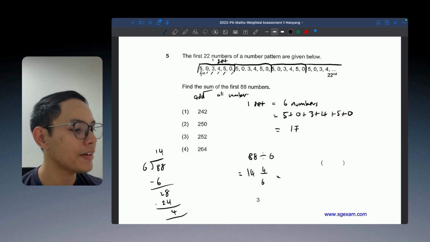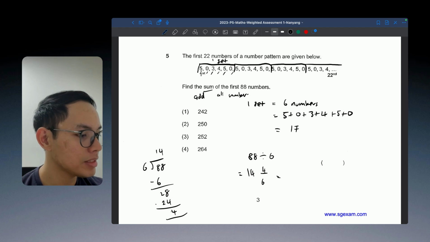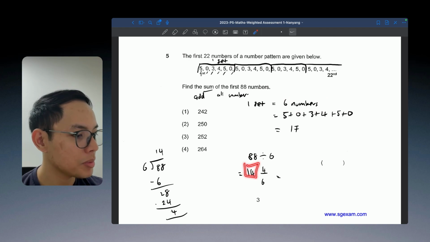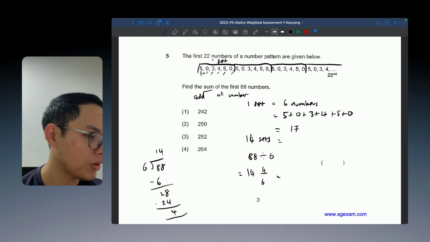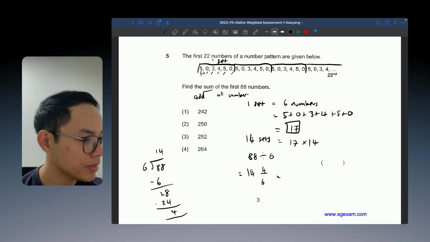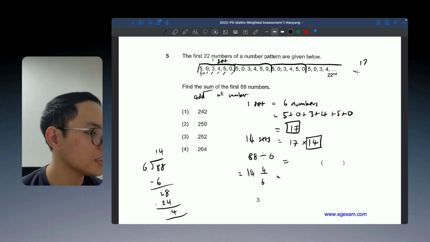What that means is that we can multiply. So 6 numbers. All right. So that means we can just say if one set is 6 numbers, then what is 14 sets, right? We don't go for the 4 out of 6 first, right? What is 14 sets? So 14 sets is actually 17 times 14. Because we have the total sum, and then we just multiply by the 14 sets, okay? So we can multiply 17 times 14.